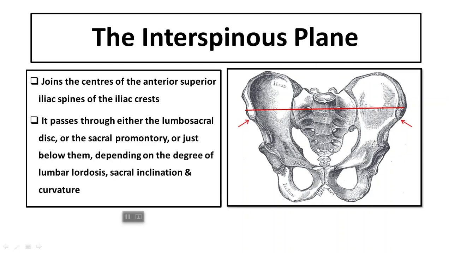Passes through either the lumbosacral disc or the sacral promontory. Sacral promontory, this is the prominent part of the first sacral vertebra, or just below it, depending on the degree of the lumbar lordosis or sacral inclination and curvature.